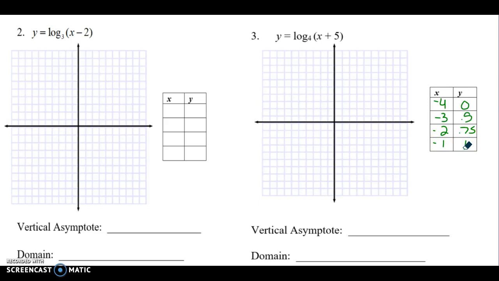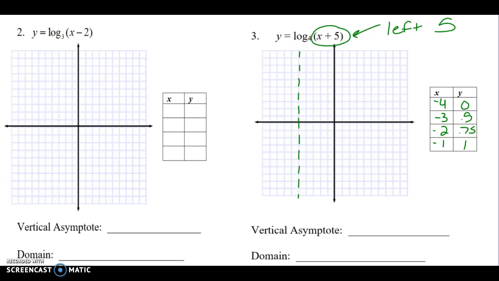Where was our asymptote? -5. Coincidence? How did we know it was going to be left 5 before we even graphed it? Because that right there, the +5, remember it's opposite, told us that it was going to move left 5. So before we even graphed, you should have known there was going to be a vertical asymptote. So go ahead and graph your dotted line.